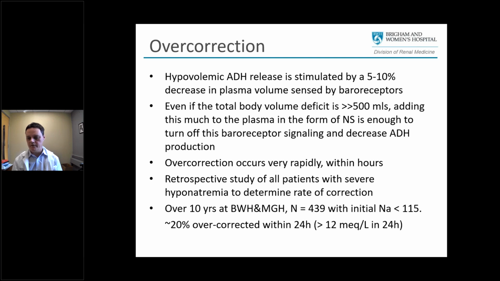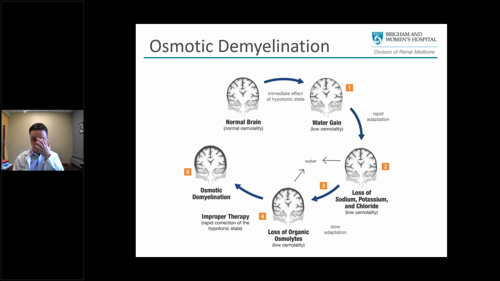So what will happen is you'll notice that the patient's urine bag is now filling with urine very, very quickly, with very dilute urine. And they can correct within a couple of hours. There was a retrospective study that looked at all patients with severe hyponatremia to determine the rate of correction. Over about 10 years at the Brigham and Mass General, there were 439 patients with an initial sodium of less than 115, and 20%, 1 in 5, corrected by more than 12 milliequivalents in 24 hours, which by definition is overcorrection. Why is this important?